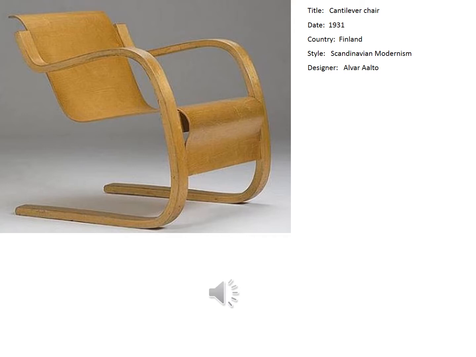The context that caused this style to appear is very important. How did the philosophy of the Scandinavians differ from that of the early modernists? What were Alvar Aalto's views about design, and how are they expressed in the characteristics of this chair?